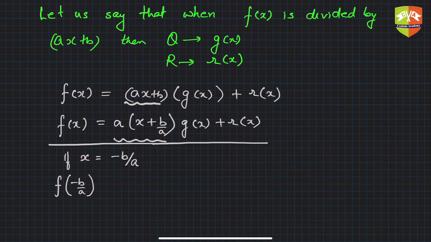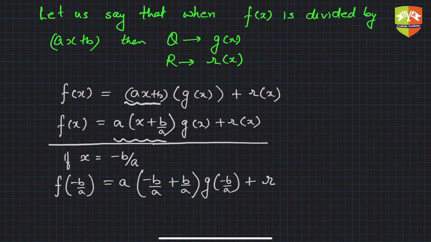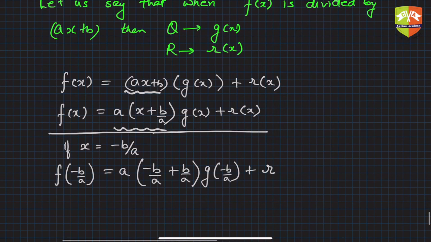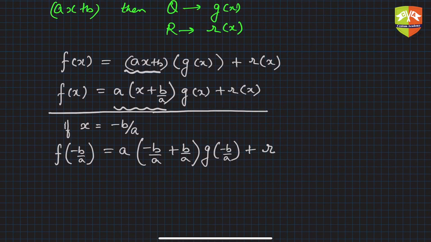So now, if x is minus b by a, I'm interested in finding the value of the entire polynomial, both LHS and RHS. What will happen? LHS I wrote. In the RHS you have to write a, and instead of x you deploy minus b by a, and there was a b by a already. Then this is g(minus b by a), plus r, the remainder, whatever it is. What do you see, guys, in this case? Minus b by a plus b by a is 0. 0 multiplied by all other factors, whatever the value of g(minus b by a) and a, becomes 0. So you will be left with f(minus b by a) equal to r.